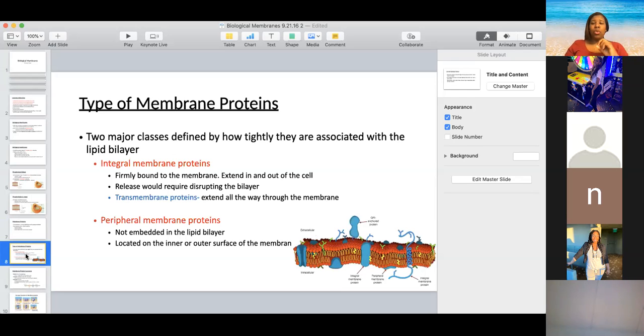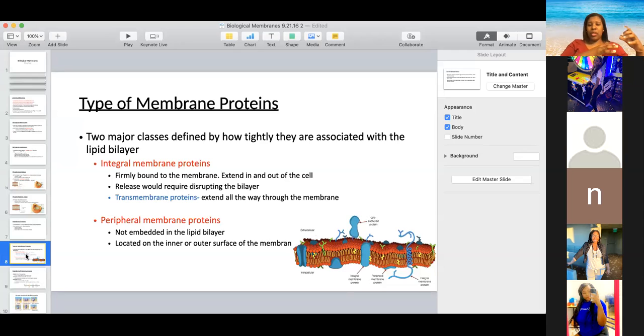Let's talk about two important classes of membrane proteins. Write these down. Two major classes of membrane proteins, and these classes are defined by how tightly they associate with that lipid bilayer. So we have one class of proteins that are loosely associated, not embedded, but nearby, attached to the cell membrane. And then we have another class of proteins that are embedded tightly into the cell membrane, to where if we try to remove those proteins, you're going to disrupt the integrity of that cell membrane. So write this down in your notes. We have two classes of membrane proteins.